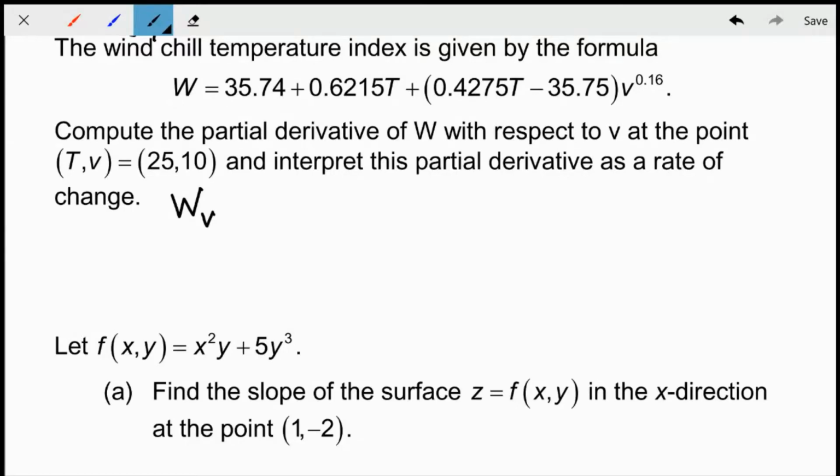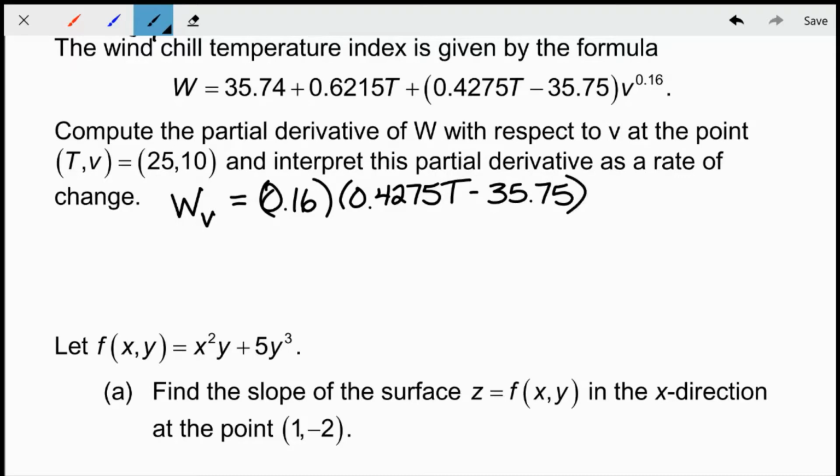If I take my partial derivative with respect to V, all of these terms are just going to become 0, right? So that part just goes away. And then I have all of this stuff out here, which is essentially just a constant since I'm taking the derivative with respect to V. And I'm just going to do my power rule. That's going to give me 0.16 times all of this, 0.4275 T minus 35.75. And remember, we're doing the power rule here, so that would be V to the negative 0.84 power.